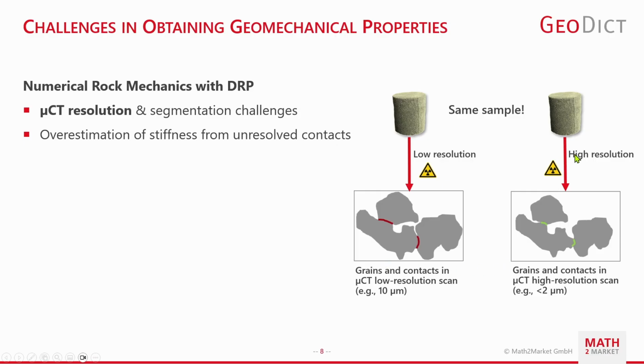Most of the time you would have the effect of overestimation of rock stiffness. On the other hand, if you have the same sample but imaged with higher resolution, those contact areas between the grains are now clearly seen as much smaller, and in the end the stiffness will be more precisely predicted, showing lower values.